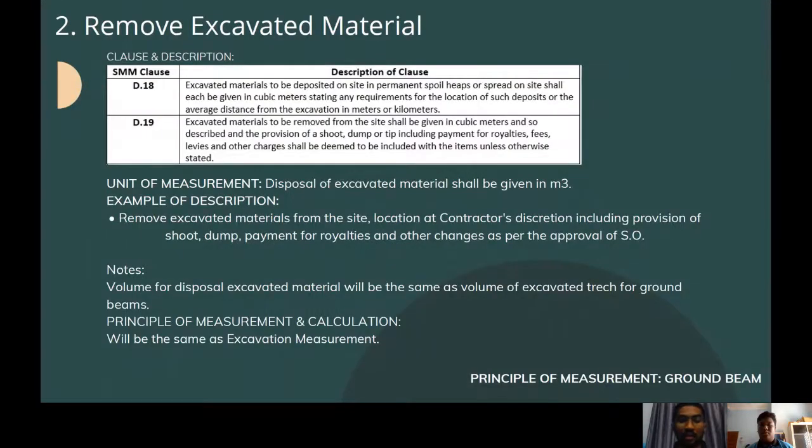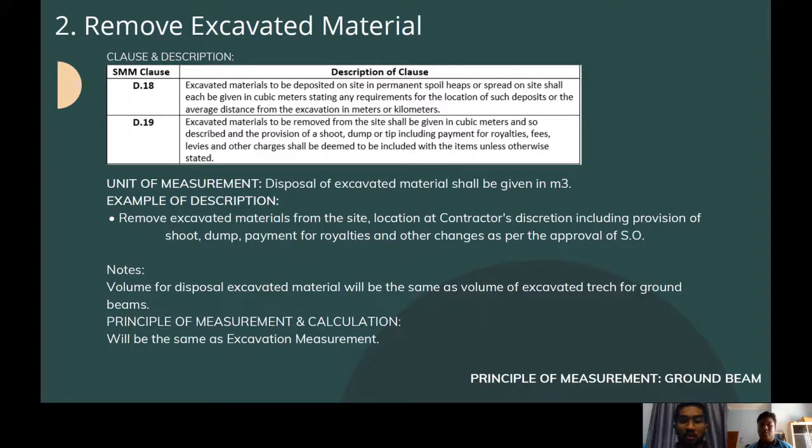The second item is remove excavated material. The clause and description is D.18 and D.19. The unit of measurement shall be given in cubic meter. Example of description: remove excavated material from the site, location at contractor's discretion, including provision of chute, dump, payment for royalties, and other charges as per the approval of SO.